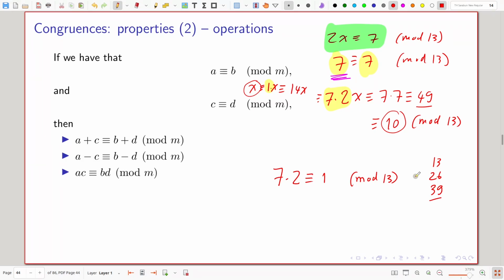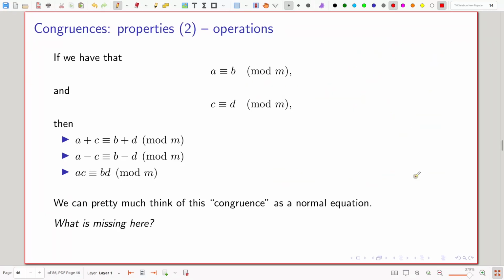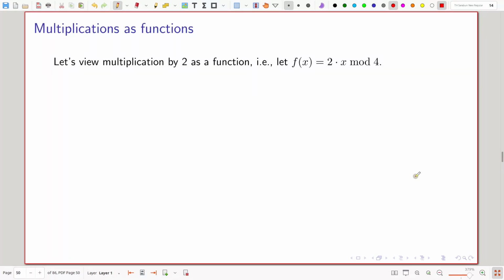Okay? So what exactly is this number? Let's take a look at that. Let's view multiplication as a function. Suppose I do multiplication by 2, and look at that mod 4. So when I do everything mod 4, the numbers that I need are going to be 0, 1, 2, and 3.